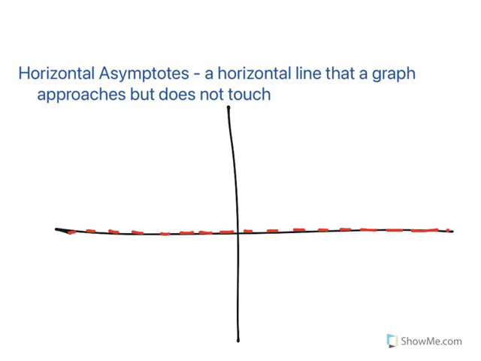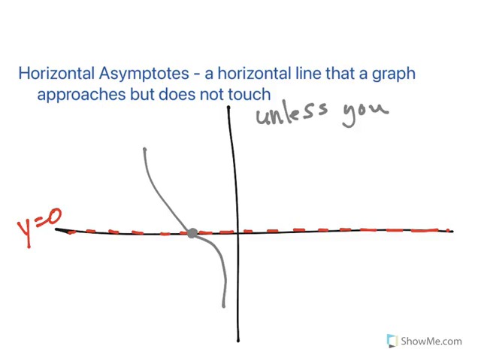So if we have a horizontal asymptote at y equals 0, it is possible that if you have an x-intercept, the graph can cross at that spot. So that is one thing. Normally, a horizontal asymptote, the line approaches but never touches unless you have an x-intercept. Okay, just throwing that out there that sometimes that does happen. So just be aware that it is possible.